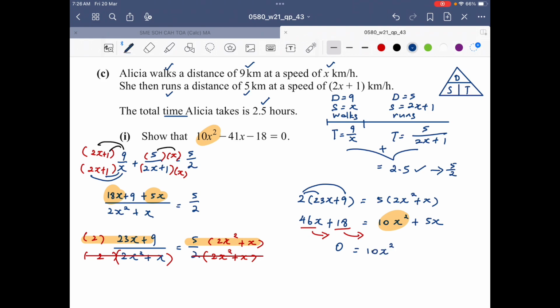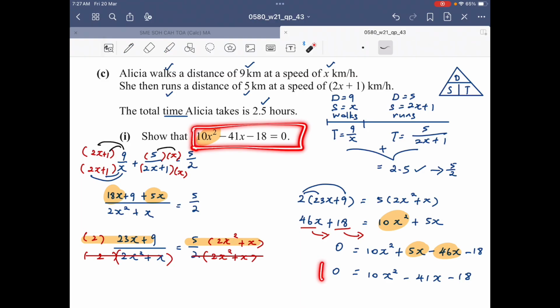Hence 10x squared plus 5x minus 46x minus 18. Collect the like terms. 0 equals 10x squared plus 5 minus 46 minus 41x minus 18. Now we compare to what we need to arrive at. This and this. Is it the same? Right. That's how we show the equations.